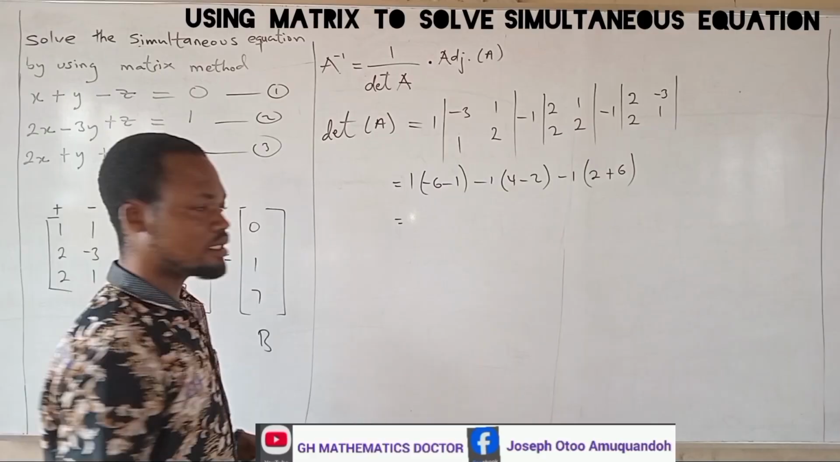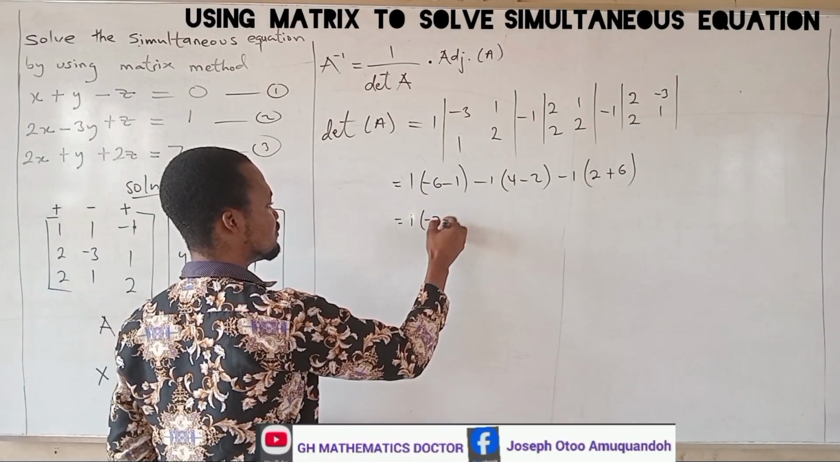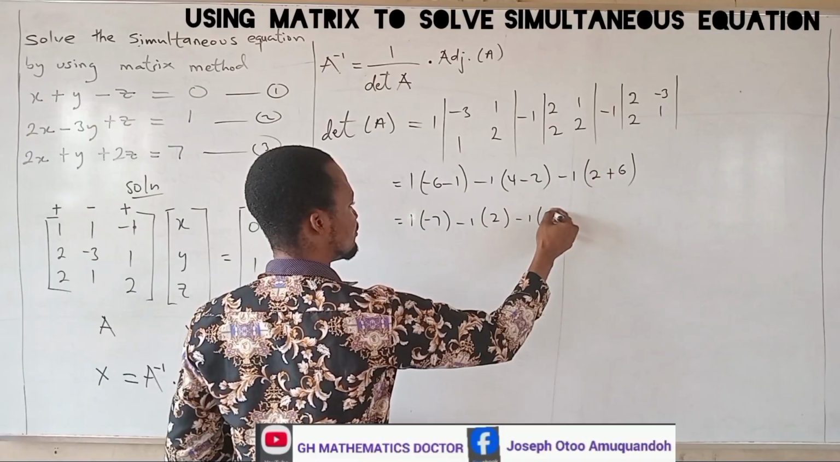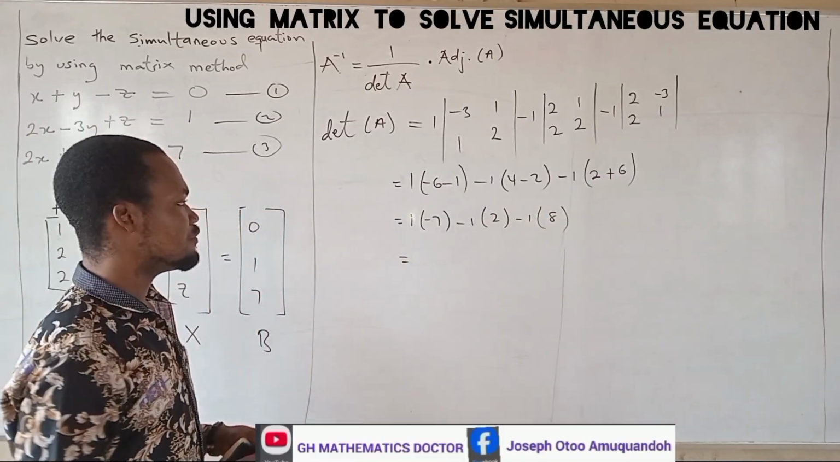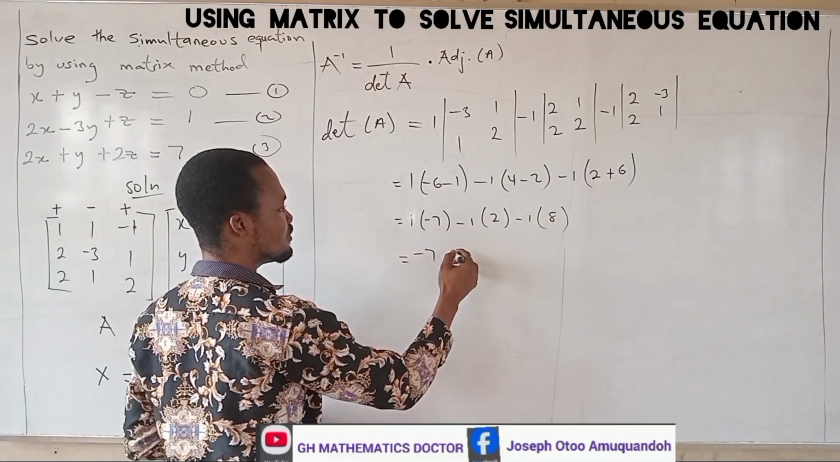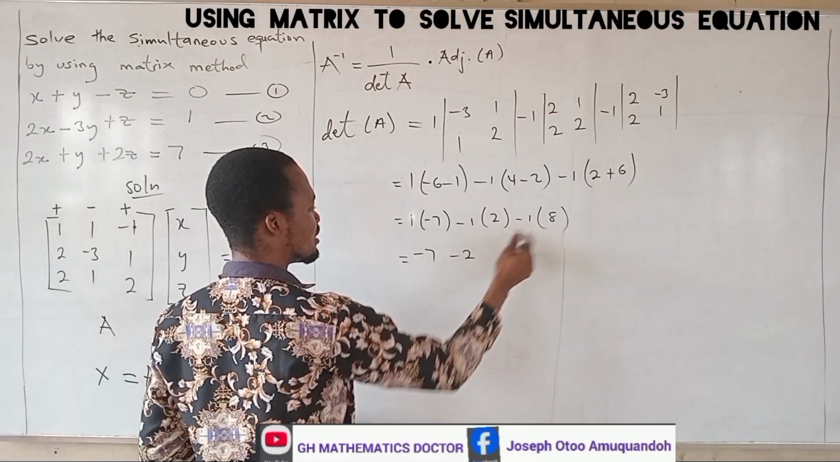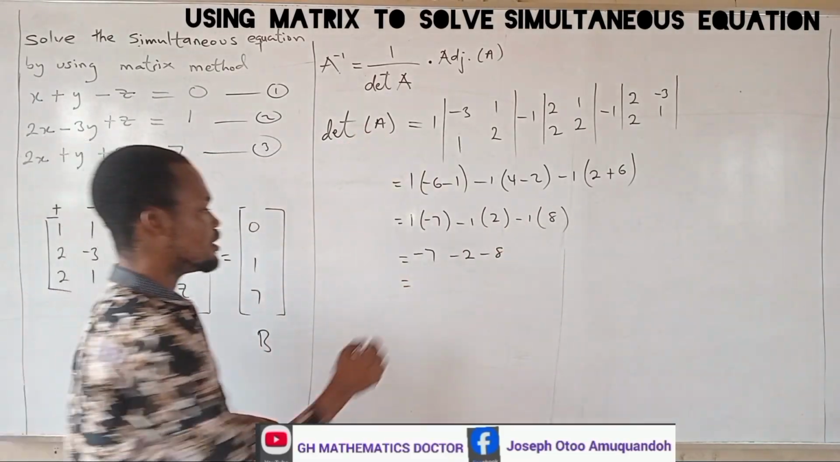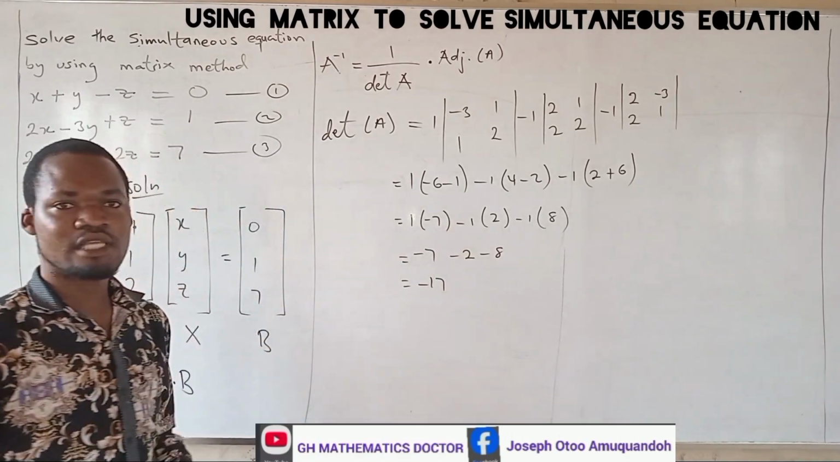To find the values in the brackets, we have 1 multiplying negative 7. This will give you 2, and this will give you 8. Finally, we have to find, this time this will give you negative 7, this time this will give you negative 2, this time this will give you negative 8. So our determinant will become negative 17. So this is our determinant.